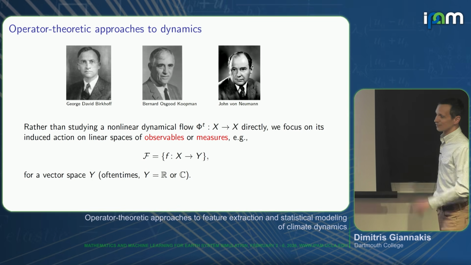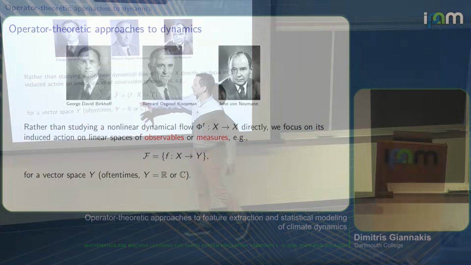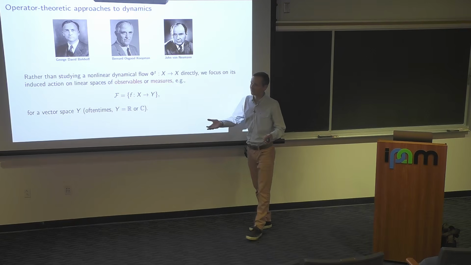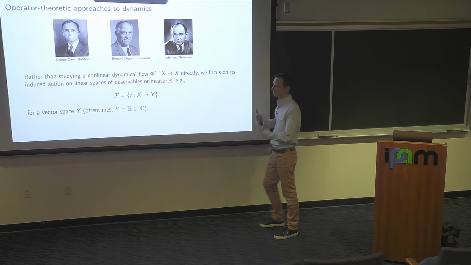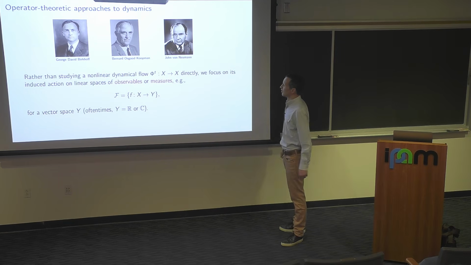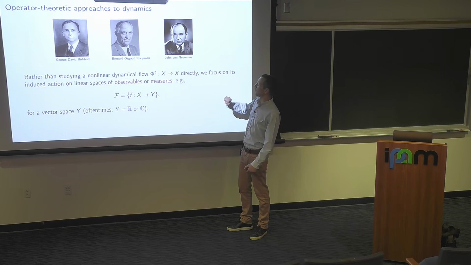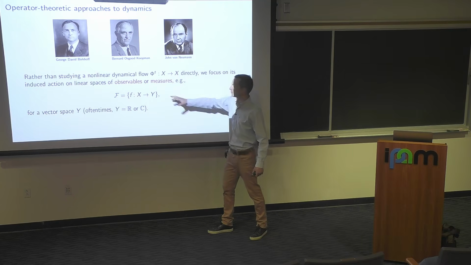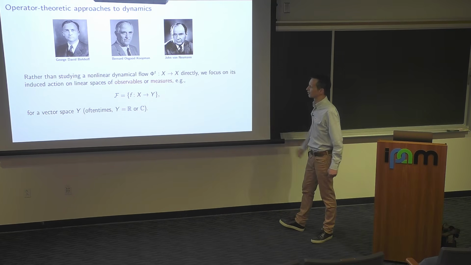And the key aspect of this characterization is that because these spaces tend to be linear, we can add together functions that take values on, say, real or complex numbers. We can scale or multiply them. We can do linear operations on them. We can study a nonlinear dynamical flow through its action on such spaces. And it turns out that it acts by means of linear operators.